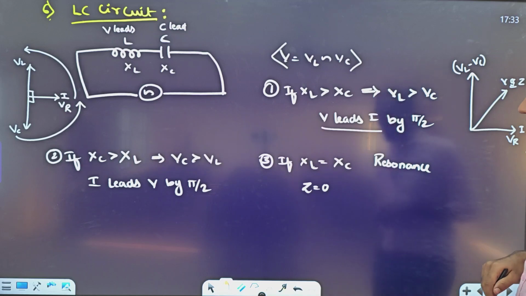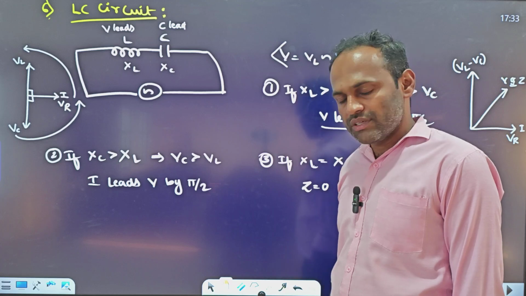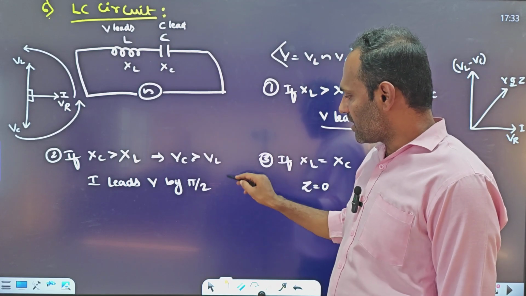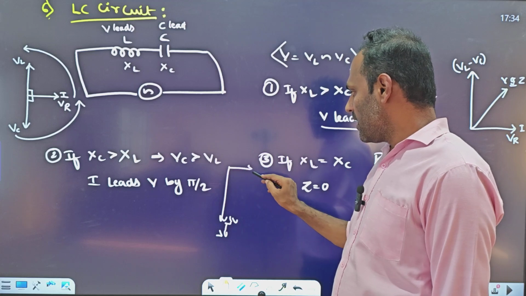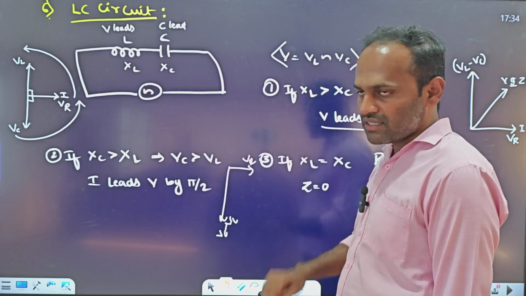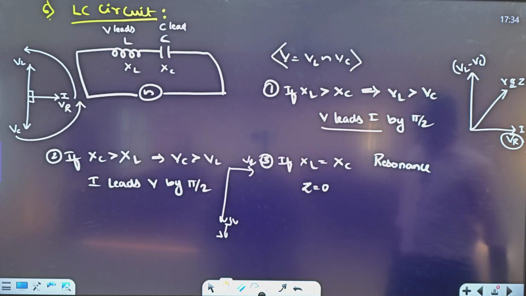In this case, if XC is greater than XL, VC will be greater than VL. VC will be greater than VL. At that time, resultant you will get here. Here you get VC minus VL, and here you will get resistance. Here there is no voltage across resistance. Right? You will not be having this here. You will not be having this, because here we don't have a resistor. That's why we don't have VR.